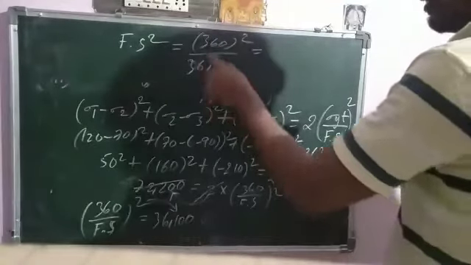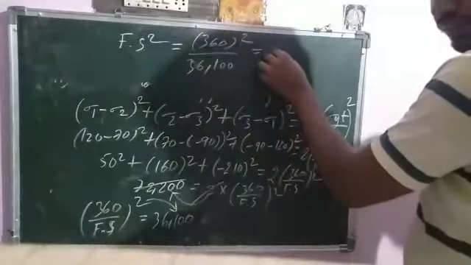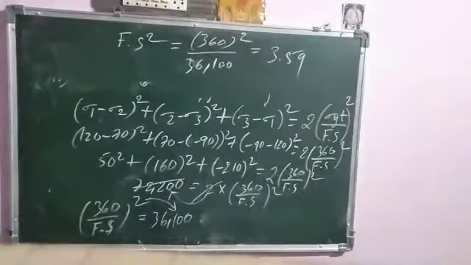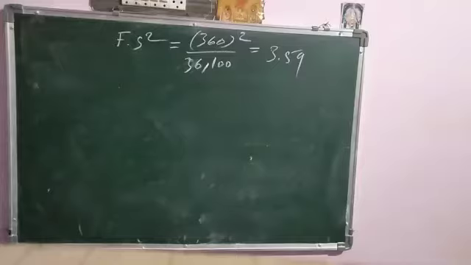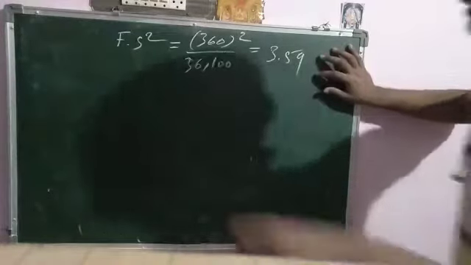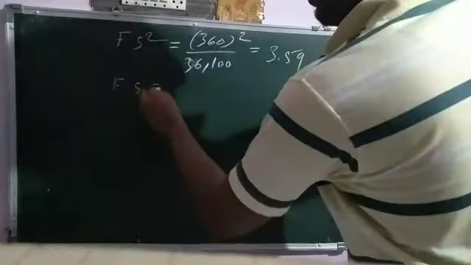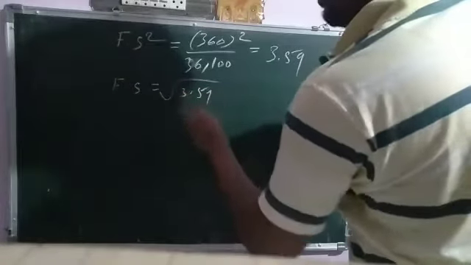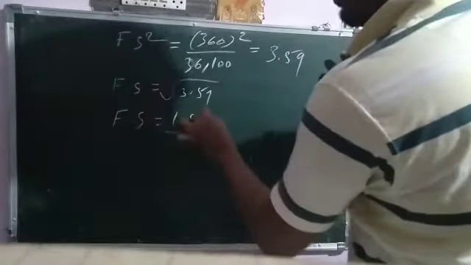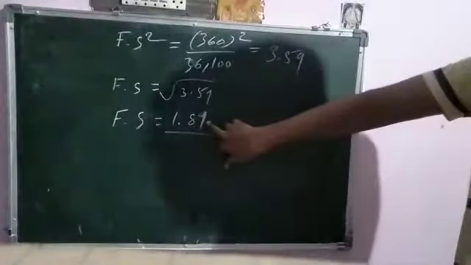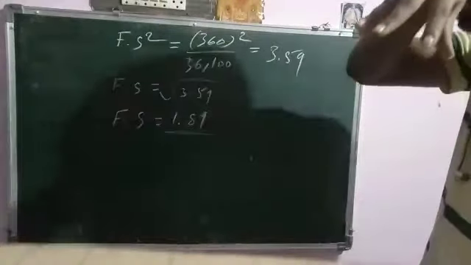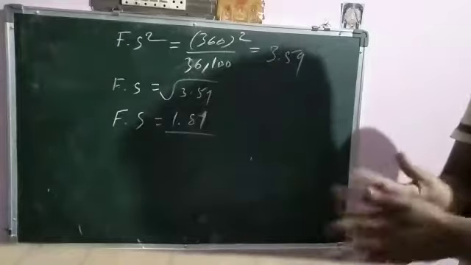After solving this, factor of safety whole square is equal to 3.59. So the factor of safety becomes the square root of 3.59. If we take the square root, it will be 1.89. So the factor of safety is equal to 1.89 according to the distortion energy theory. This is the procedure to solve theories of failure problems. Thank you.